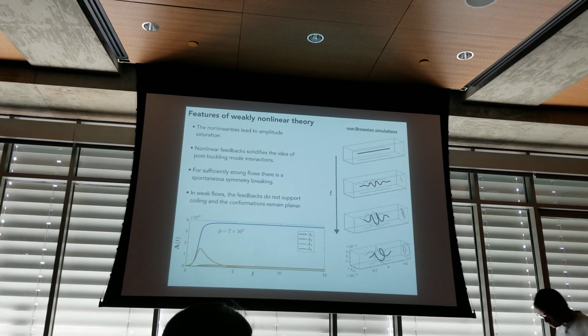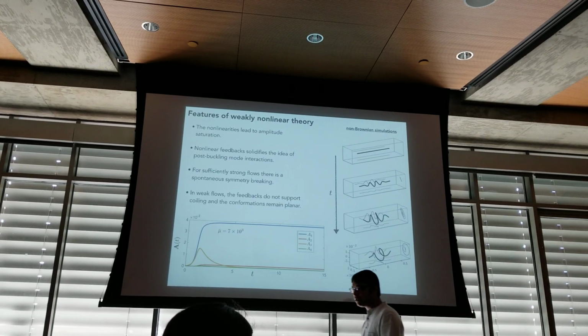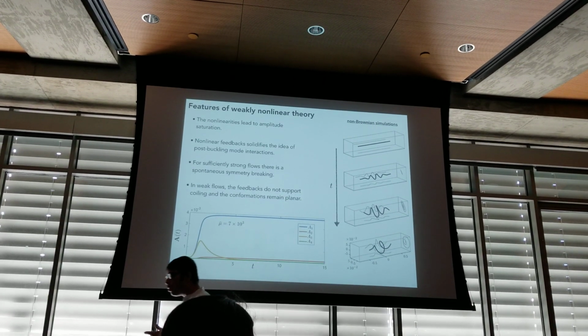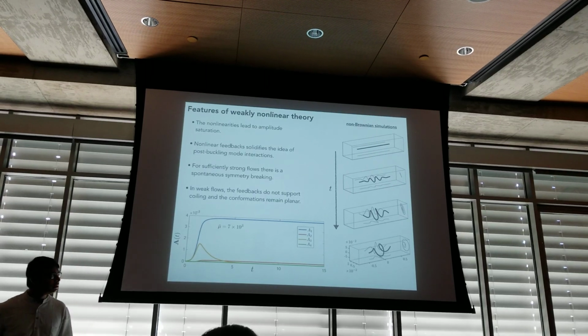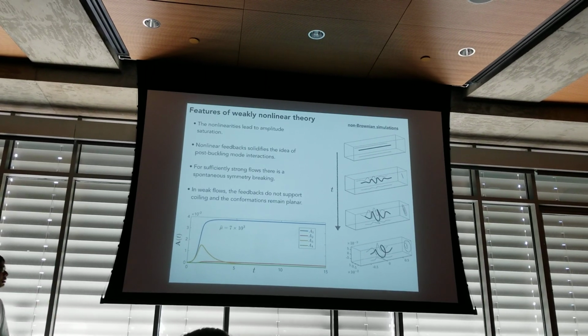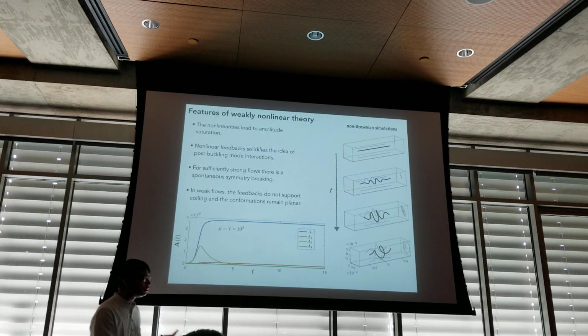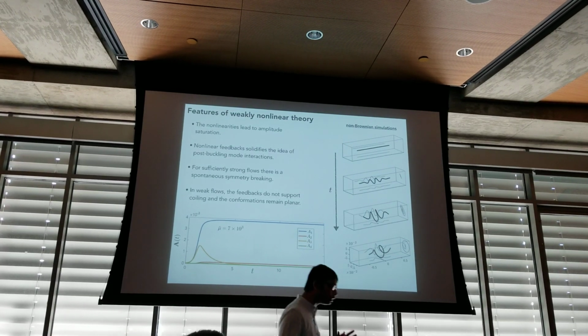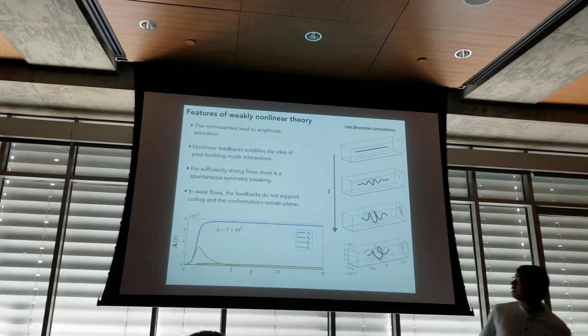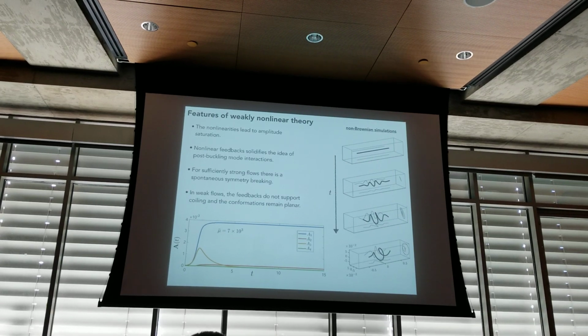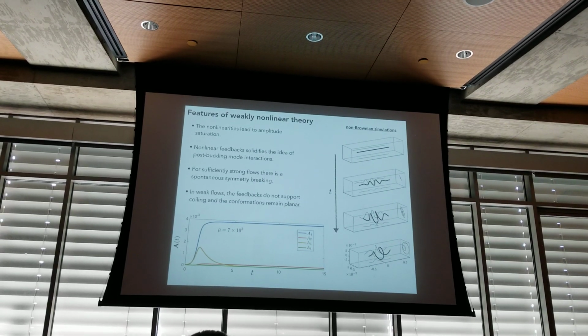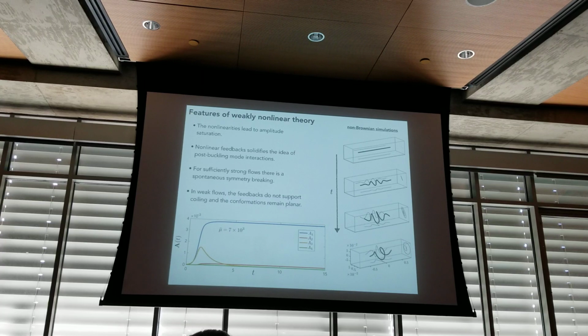What's nice is that in weak flows, the eigenvalues are well separated. As a result, one eigenmode can dominate over the other in the emerging conformation. And even though they interact in the presence of nonlinearities, these nonlinearities or nonlinear feedback are not sufficient to result in a helical structure. So that's what you see over here. And that's precisely what was going on in the experiments. That's why in weak flows, you have planar conformations.